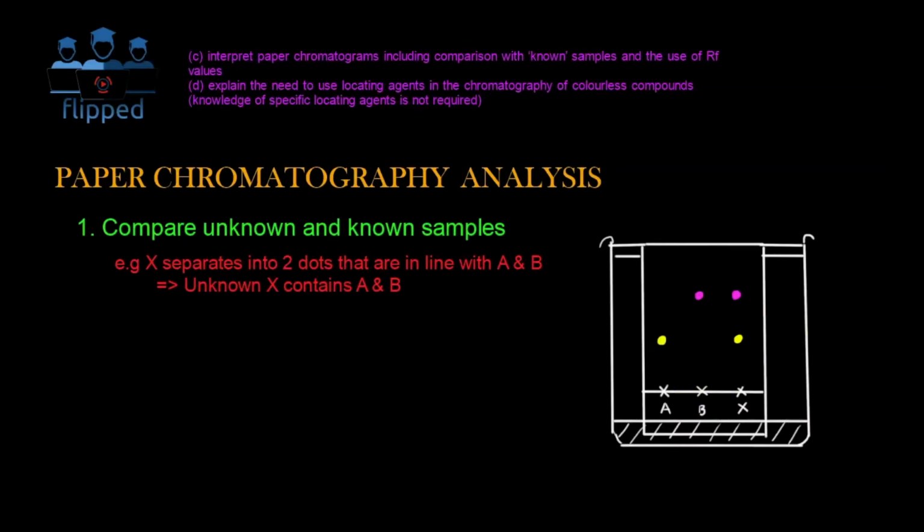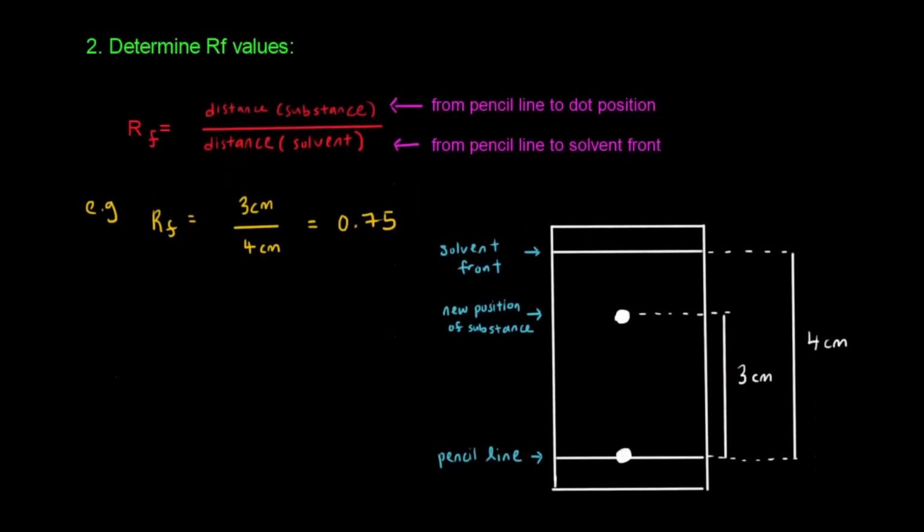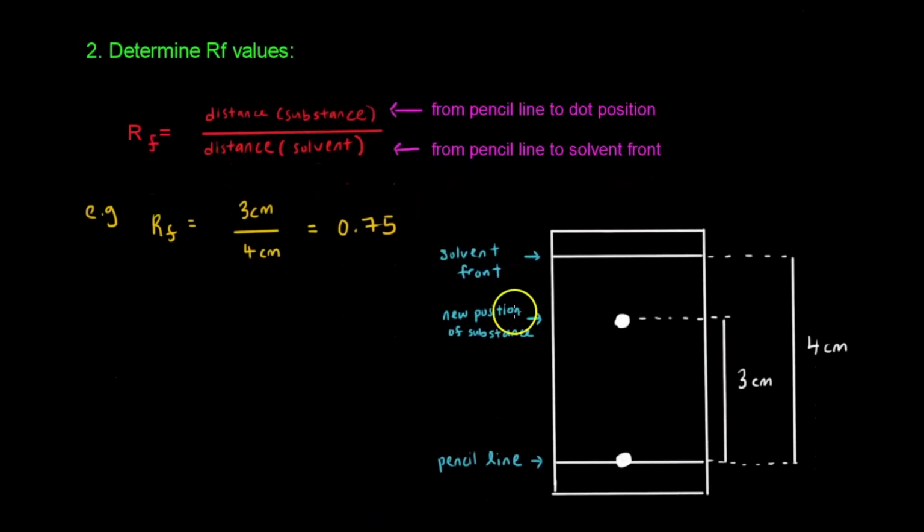The second way to analyze a paper chromatography result is by determining its RF value. The formula is given here. It's the distance traveled by the substance divided by the distance traveled by the solvent. So let's take a look at this using this example here.